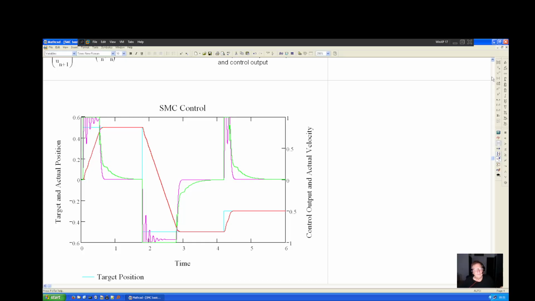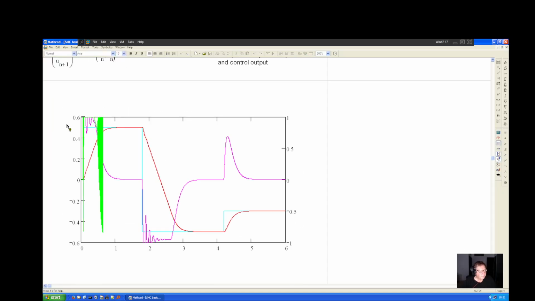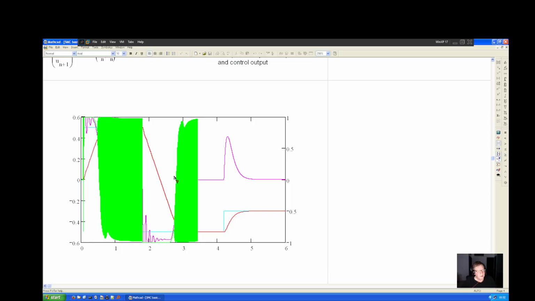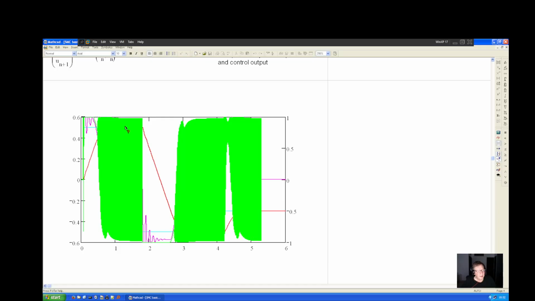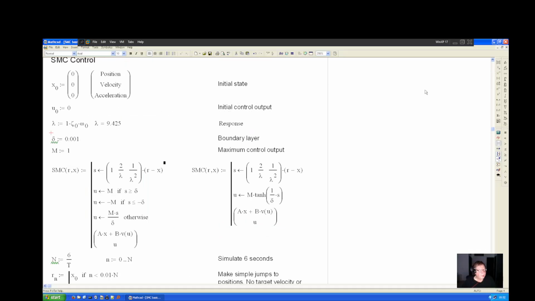If I reduce the lambda value, let's just come up here and see if I can reduce this a little bit. Let's reduce it to 1. Now it's switching all the time. But basically what it's doing is it's coming out of saturation much earlier. Let me make this delta a little bit smaller so that we don't have to see it switching all the time.